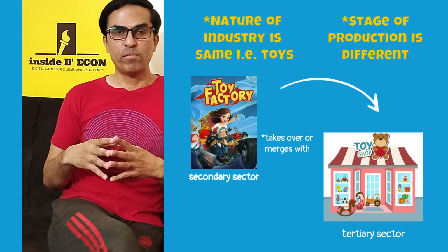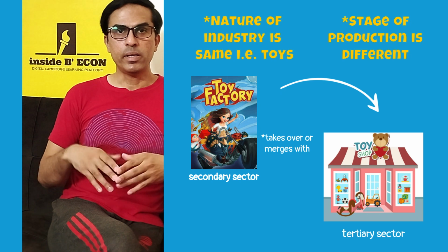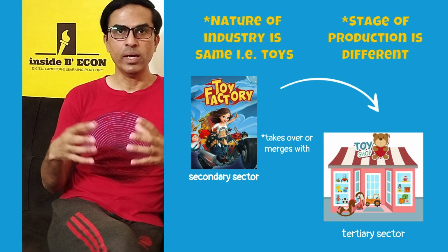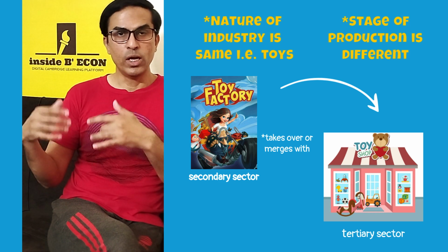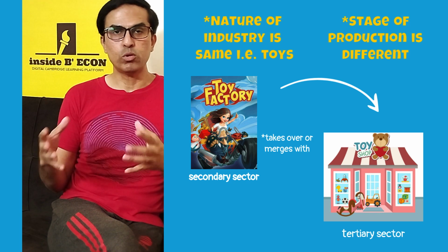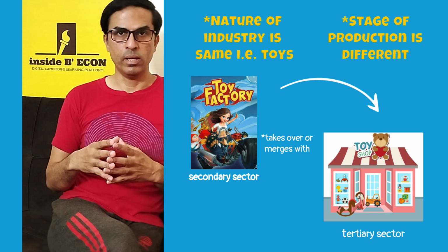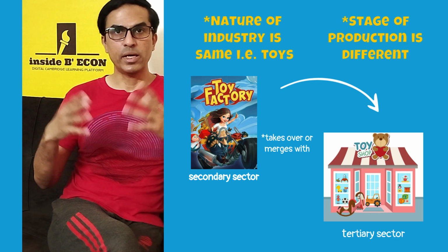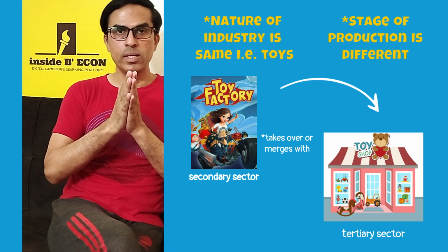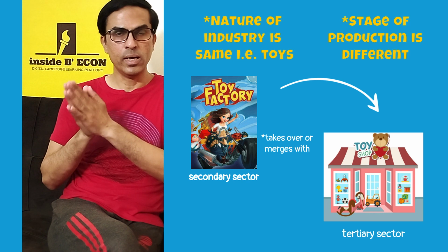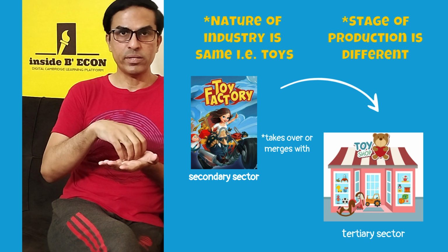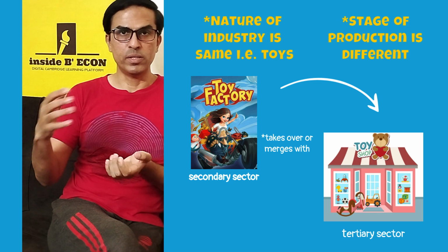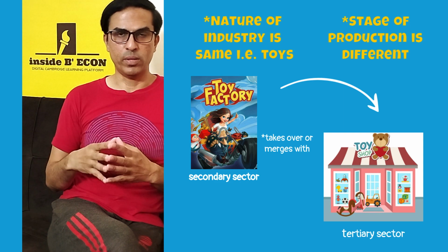Similarly, another example, a toy factory takes over or merges with a toy shop. Now again the toy factory is in the secondary sector and the toy shop where toys are sold is in the tertiary sector. This is also an example of forward vertical integration because their nature of industry is the same, as they deal in the same good, that is toys, but their stage of production is different. So if the secondary sector business takes over a tertiary sector business, we call it forward vertical integration because it is merging with another business at a later stage of production.